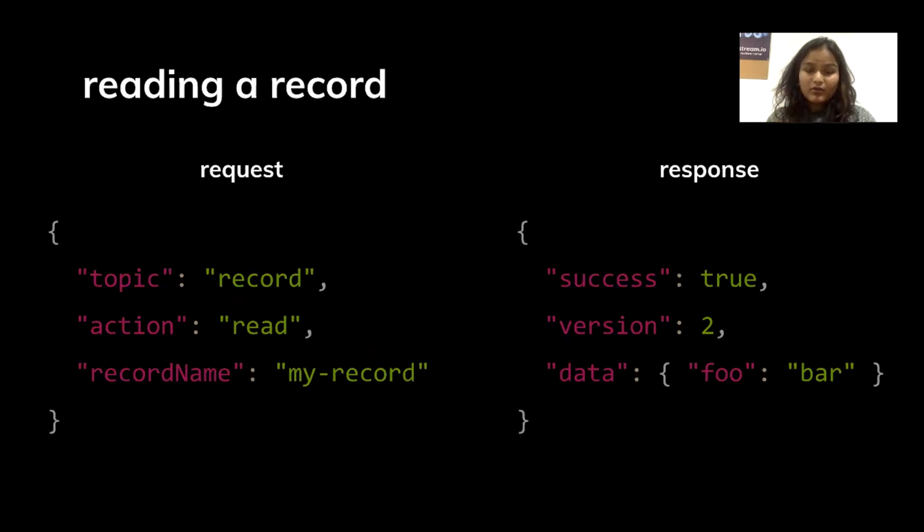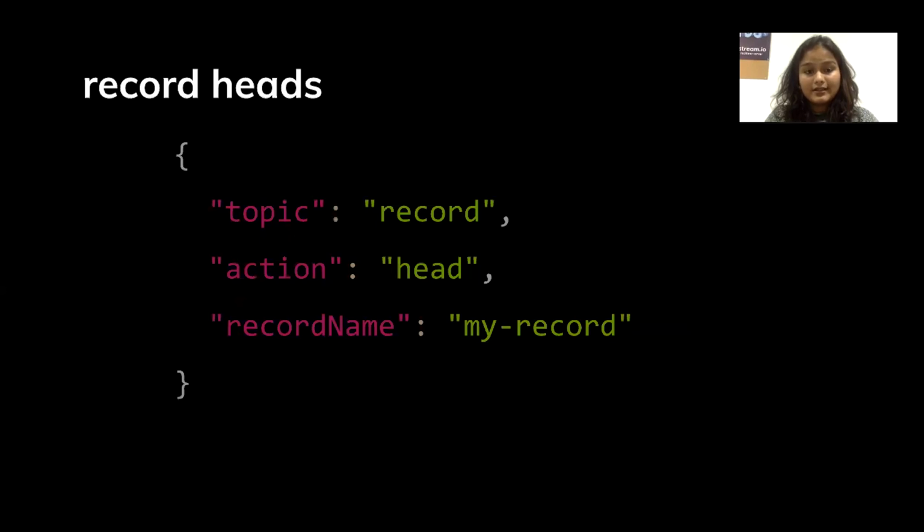And if you would not like to read a record and instead just have a version number for the sake of updating it, you can do something called record head, in which for the payload, you'll have the topic as record, action as head, and you will just specify the name of the record.